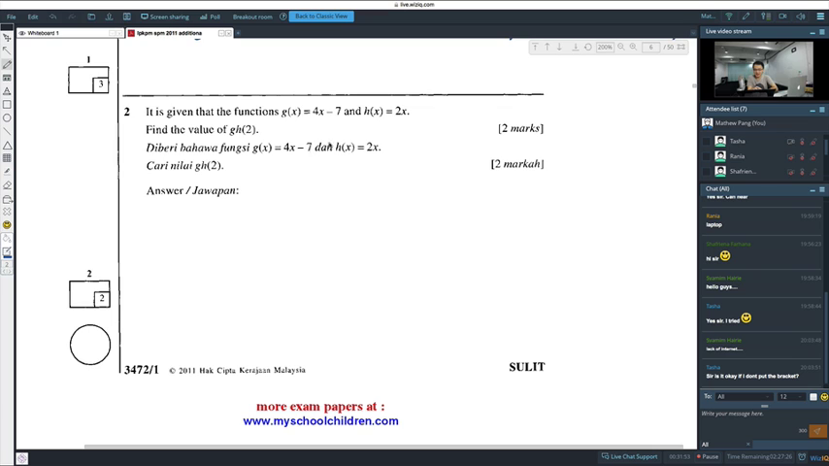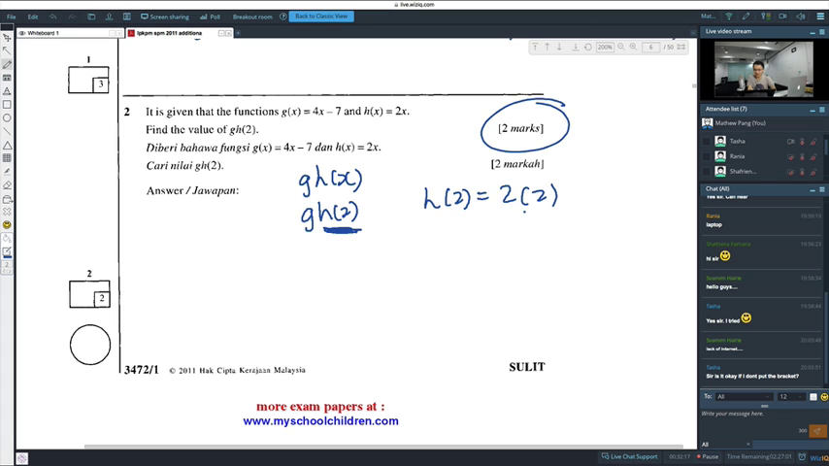Normally when I see this kind of question, I will not do the gh(x) first because it's going to waste so much time and it's only 2 marks. So what I will do over here is, when this is gh(2), I will do the h(2) first. So h(2) will equal to 2 times 2, isn't it? Because h(x) equals to 2x. So h(2) equals to 4.